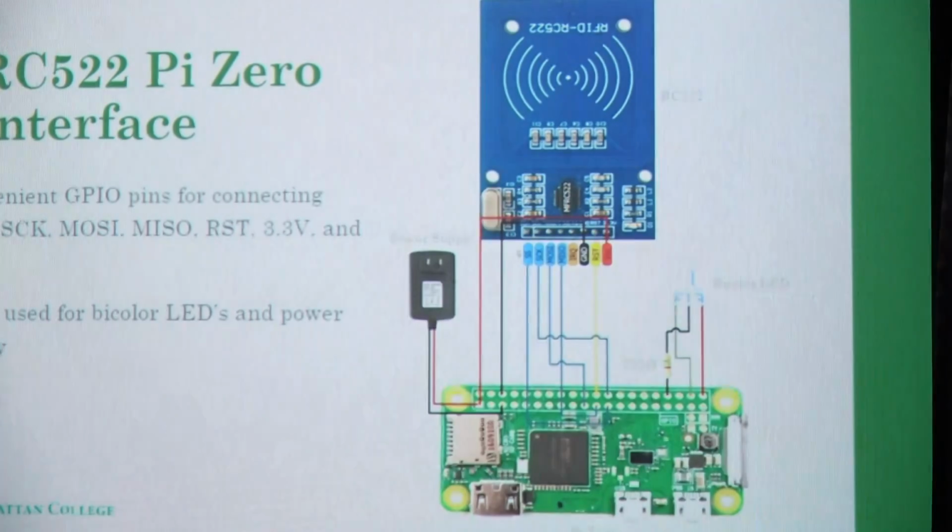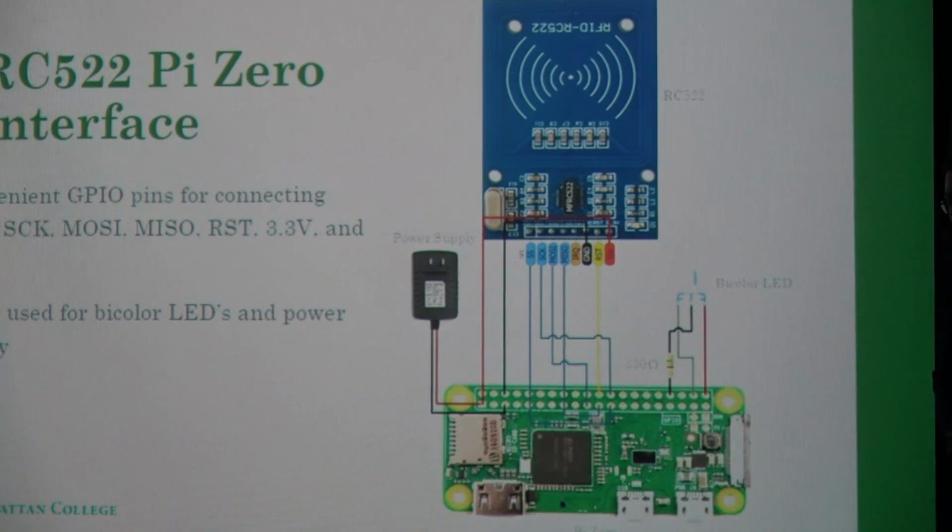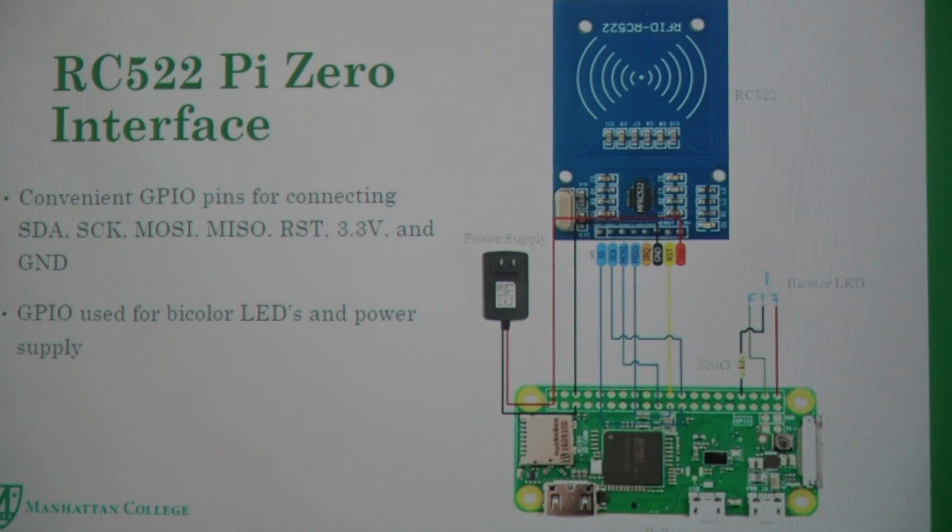With the RC522 interface, we use the header pins on the Raspberry Pi to connect all the components that are required to build the scanner. Some requirements for the RC522 are the SDA, the serial data line input that controls the I2C bus, and the system clock. We also use the GPIO pins to connect the power supply directly, and the resistor and the diode.